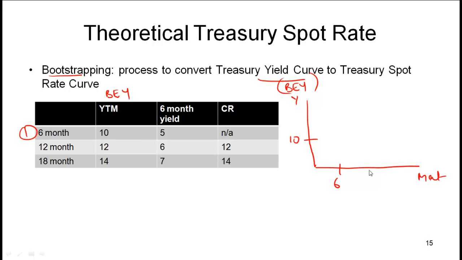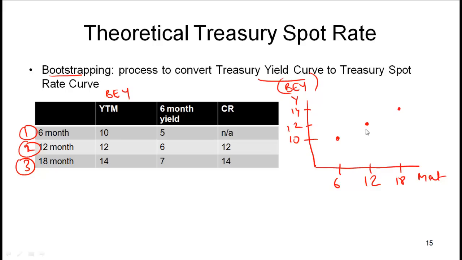And then you have a 12-month bond, which is, let's say, bond 2. This has a YTM of 12%. So let's say we have 12 up here. So this was bond 1, this is bond 2, 12-month maturity with a YTM of 12. And then bond 3 is an 18-month bond with a YTM of 14%. So this is a very simplistic yield curve.